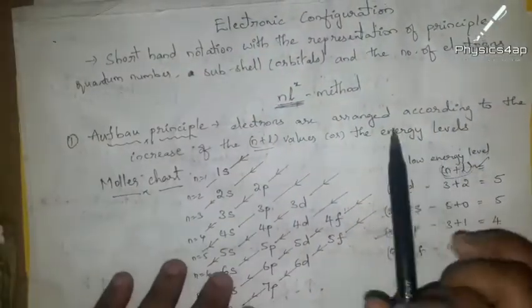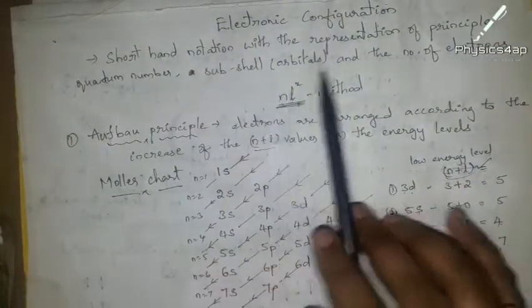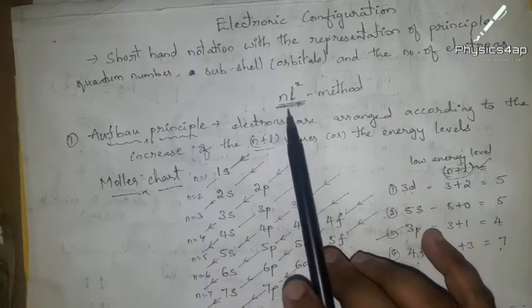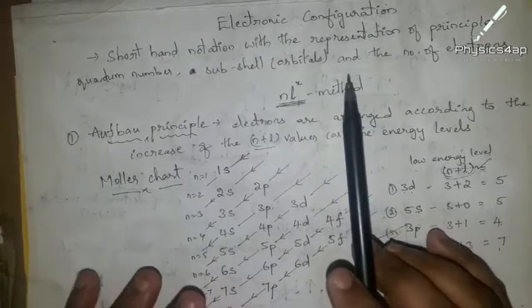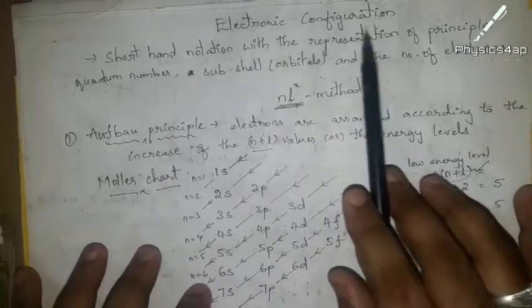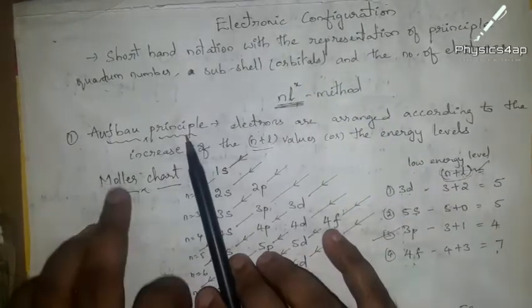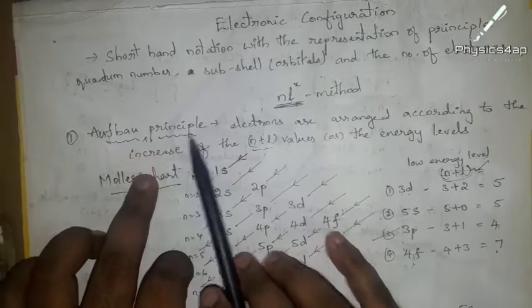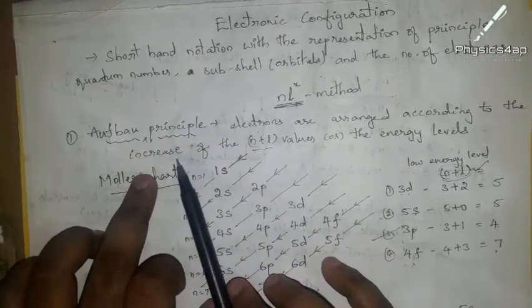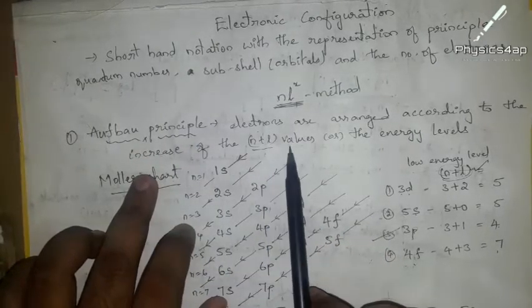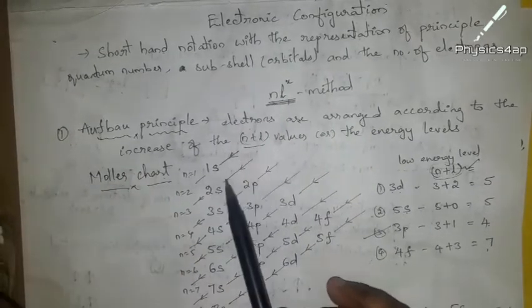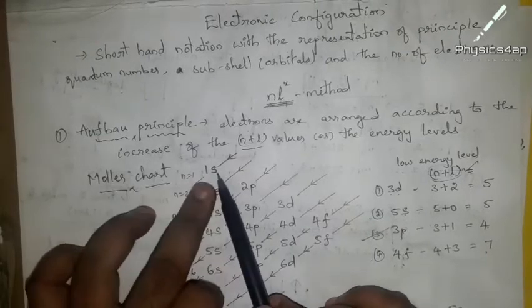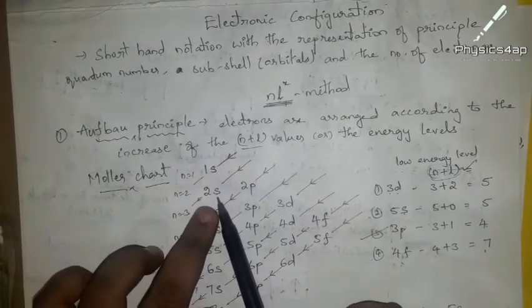And next we discussed the electronic configuration, that is the shorthand notation of the principal quantum number, the subshells, and the number of electrons, which we call the NLX method. We have principles to follow for the electronic configuration. So what is the principle? First is the Aufbau principle, where the electrons are arranged according to the increasing order of n plus l values or the energy levels. The first electron should enter the lower energy level, that is the 1s. After that it should enter the 2s.